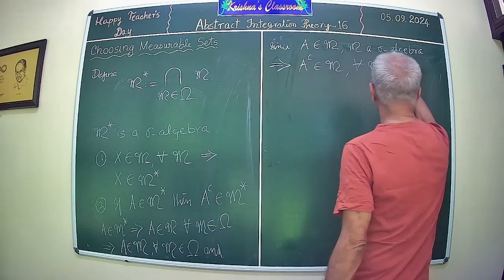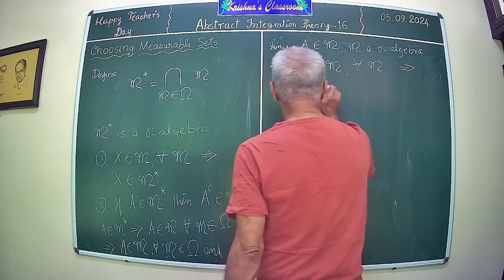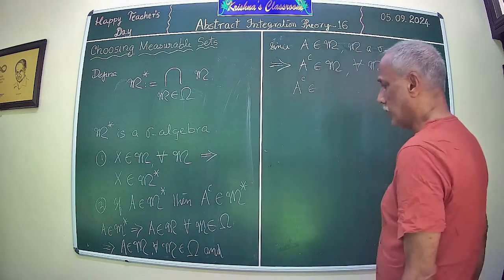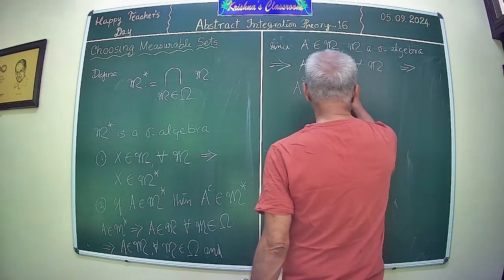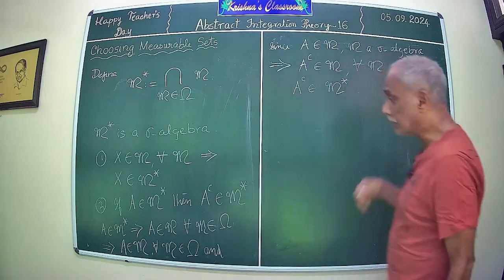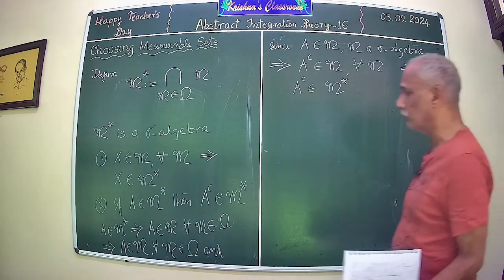Which implies A complement belongs to M star, which is the intersection of all these M's. Okay, so that completes the proof.